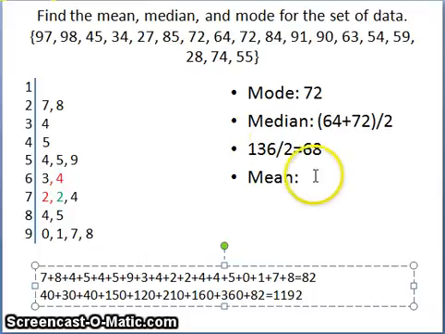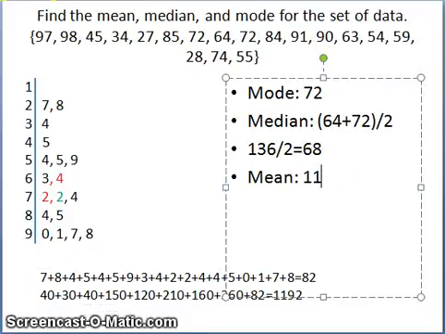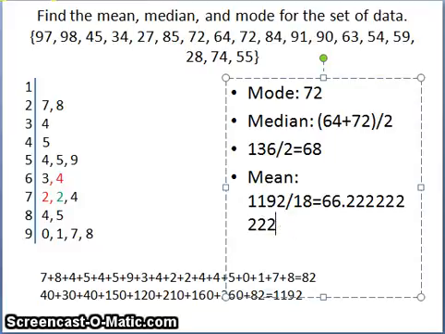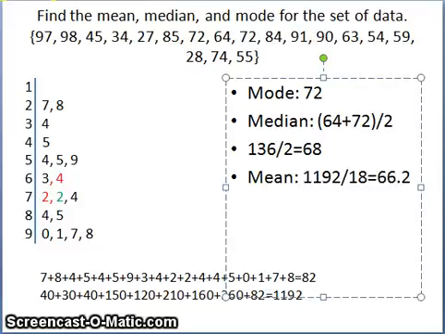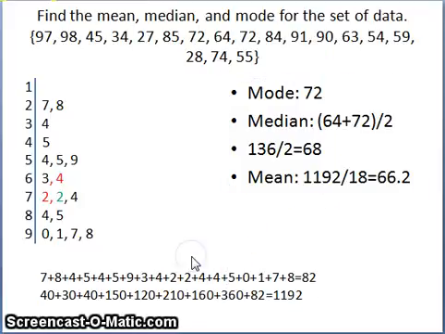So now I can come to the mean and I can say, look, the sum of all those numbers was 1,192. I'm going to divide by 18, and that gives me 66.2222222, but I don't need all those 2's. I'm just going to keep one 2. So the mean is 66.2. And depending, we might actually just call that 66, but for now we're going to call it 66.2. Okay. So hopefully that's helpful, that you can see how you can use that to do the mean.